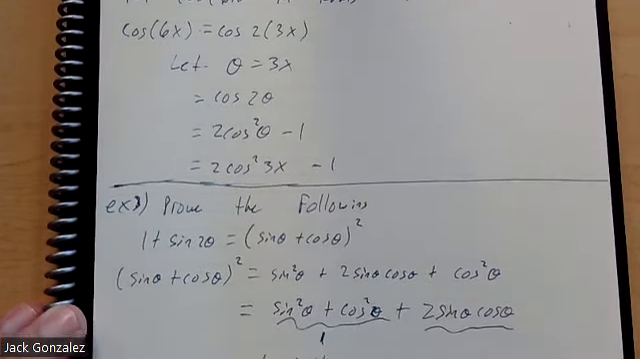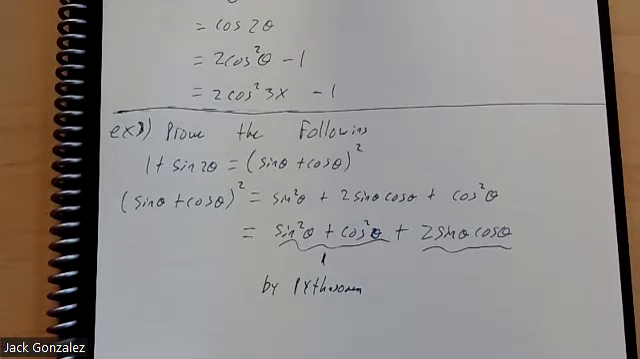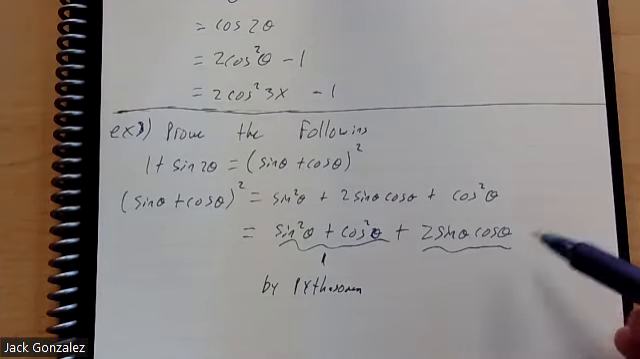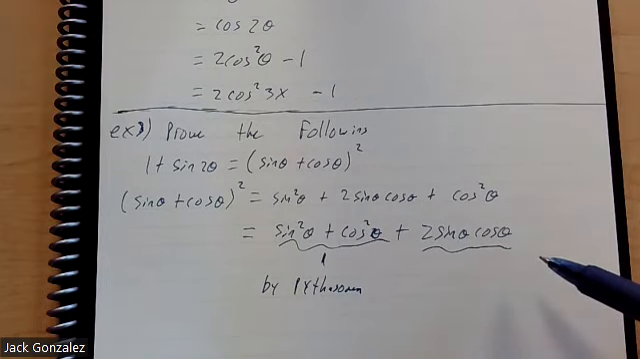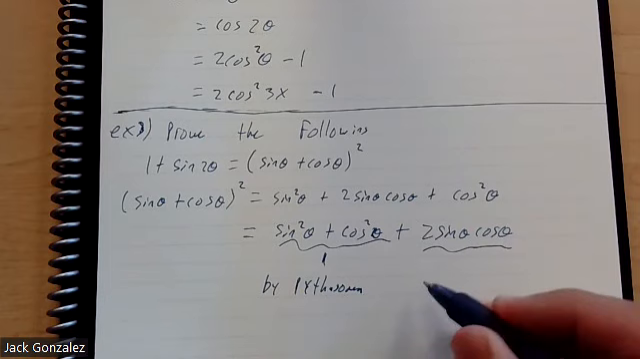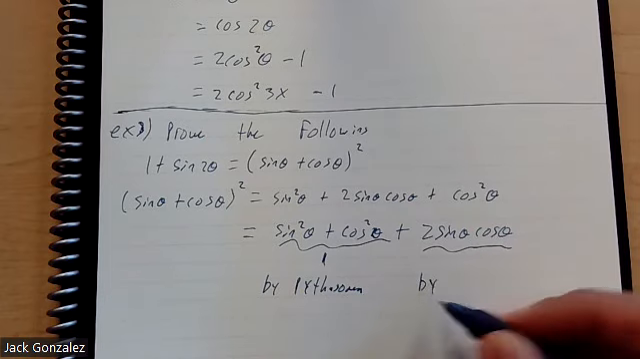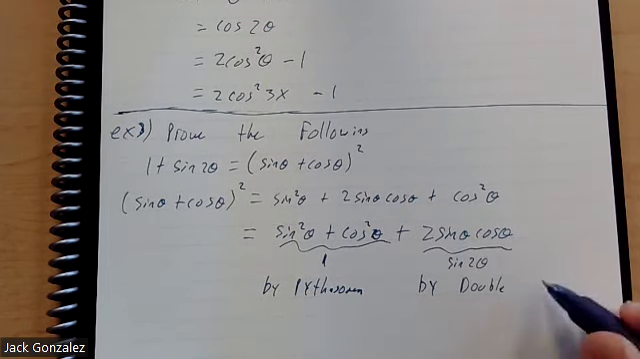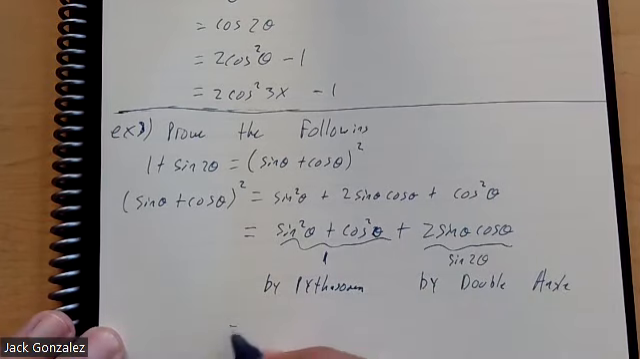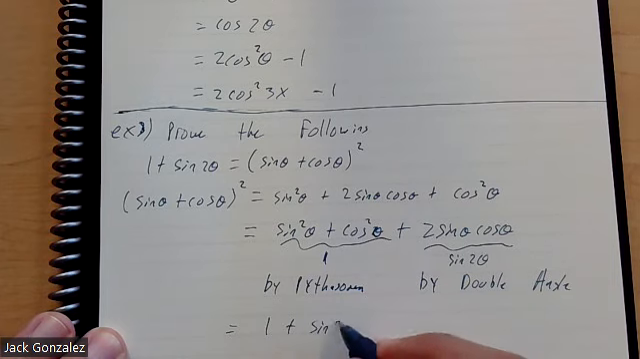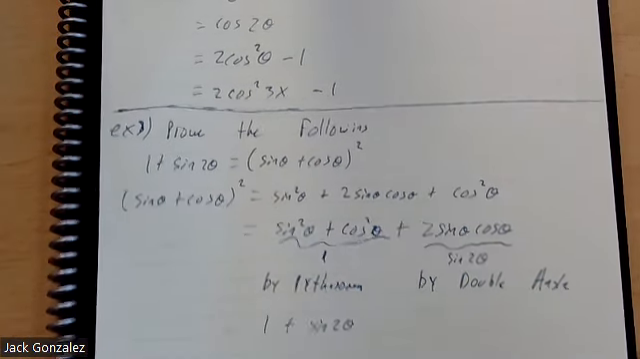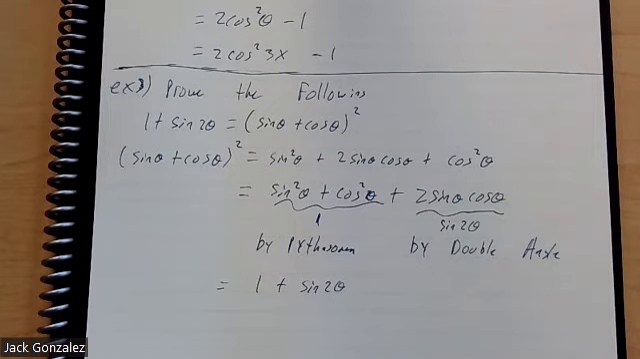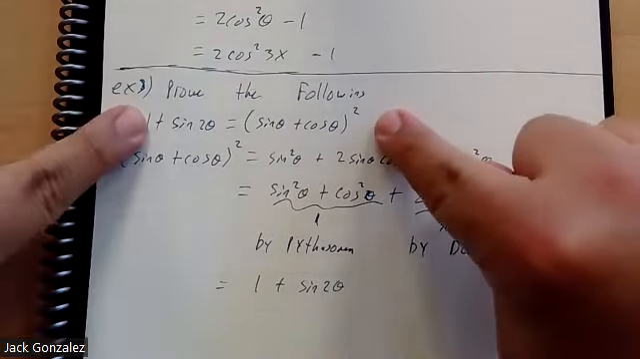What is this? That was the first formula we wrote today. Yeah, this is the double angle, right? So we're going to get 1 plus sine 2 theta, which is what we wanted to show. This is indeed equal to each other.